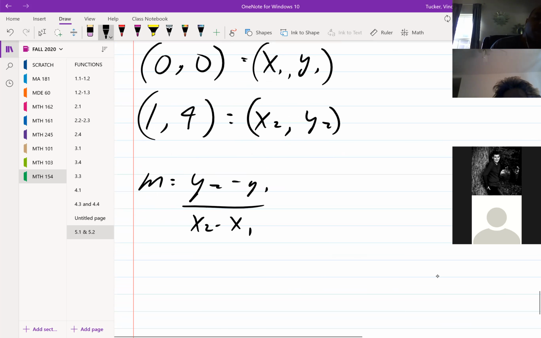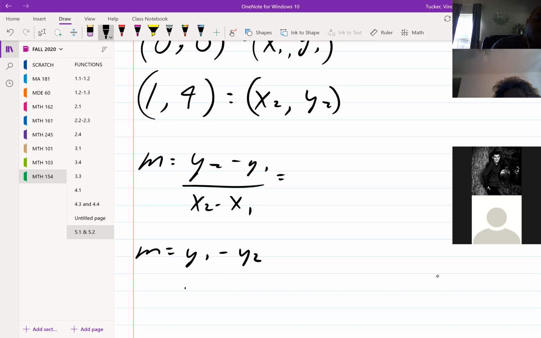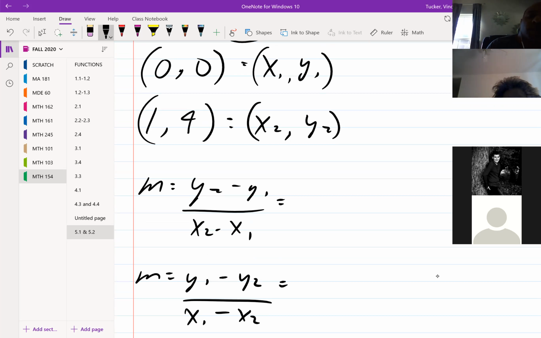As a matter of fact, I'm going to do both of them just to show you that either way you'll get the same answer. But remember, you only have to do one way. Just have to be consistent. If you use y2 first on top, use x2 first on the bottom. If you use y1 first on top, use x1 first on the bottom. So y2 is 4 minus y1, which is 0.